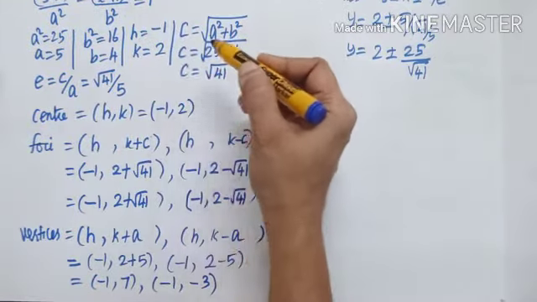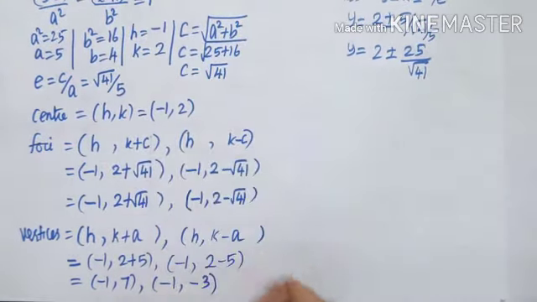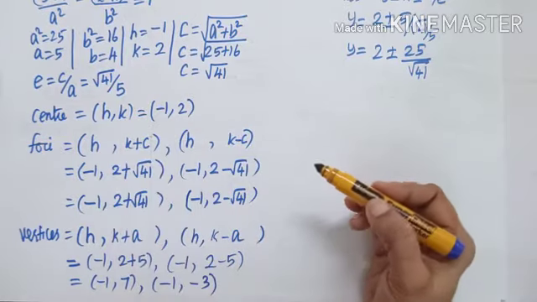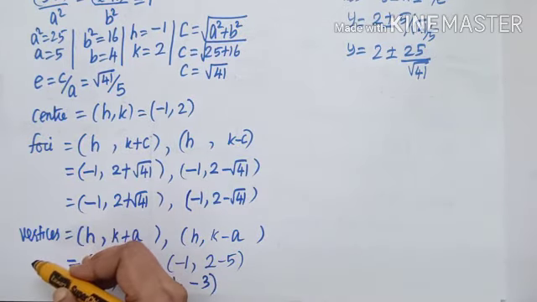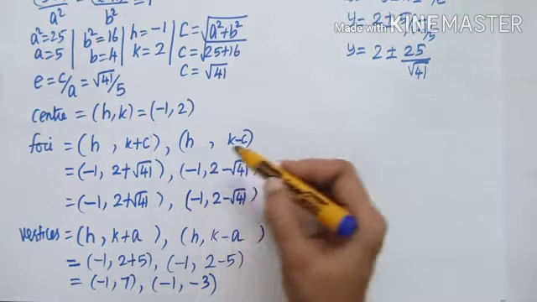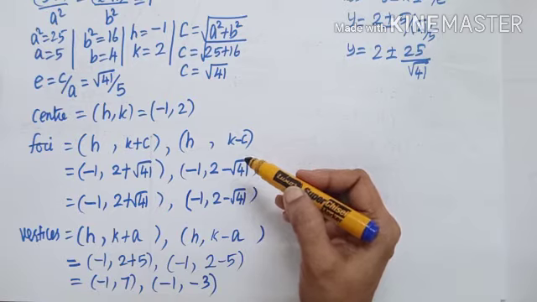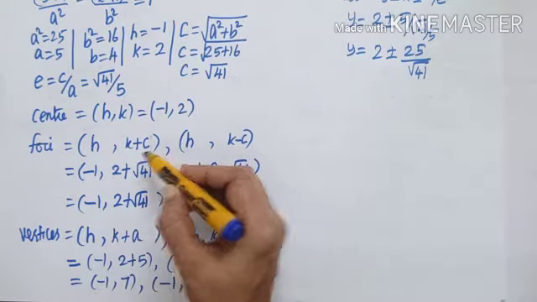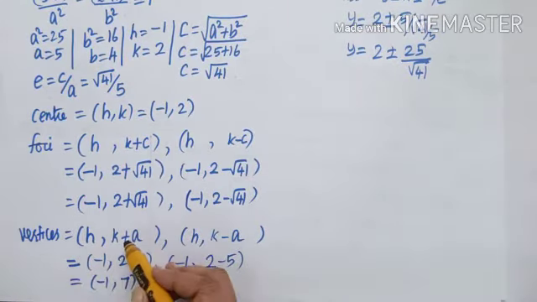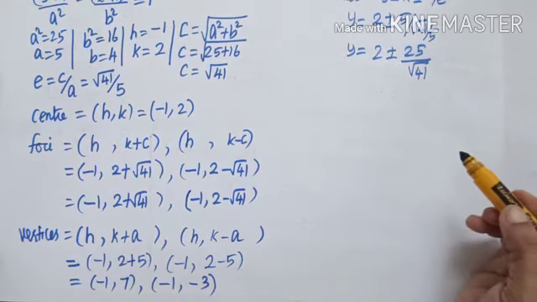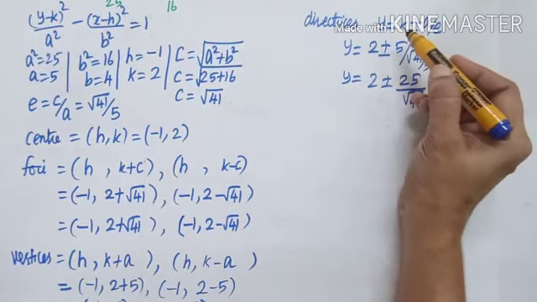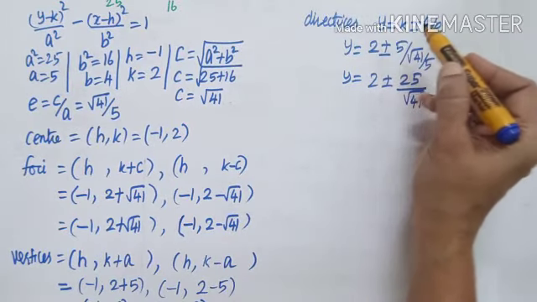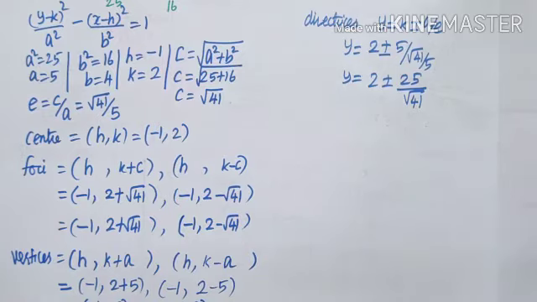A, B, H, K, C, E from the question, substitute in the formula. Let us remember once again, center in all the cases H, K. When I come to focus vertices, second type tells me add with K and subtract from K. First type tells me add or subtract from H. Here it is second type. So for focus, add and subtract C from K. For vertices, add and subtract A from K. Directrices, if it is first type, it is X is equal to H plus or minus A by E. If it is second type, it is Y equals to K plus or minus A by E, and that is the answer.